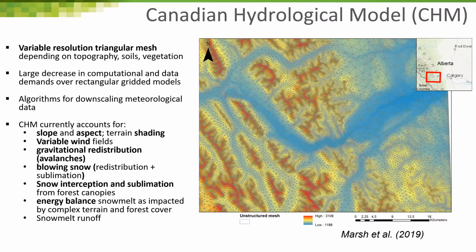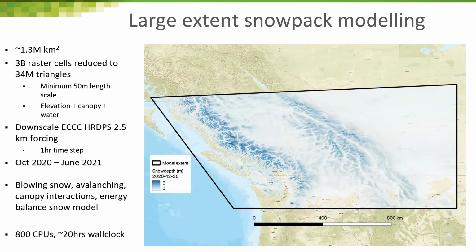CHM includes a lot of algorithms for downscaling meteorological data and a lot of process representations that account for the slope and aspect of terrain, shading, the variable wind fields, gravitational redistribution due to avalanching, and blowing snow. So that's this redistribution and the sublimation thereof, snow interception and sublimation from forest canopies, and an energy balance snowmelt model, which is then of course impacted by all of these processes.